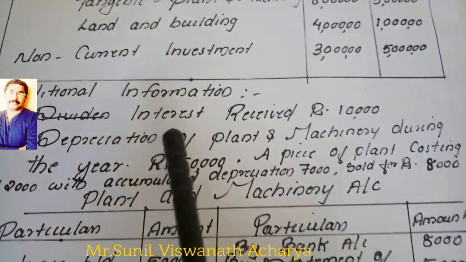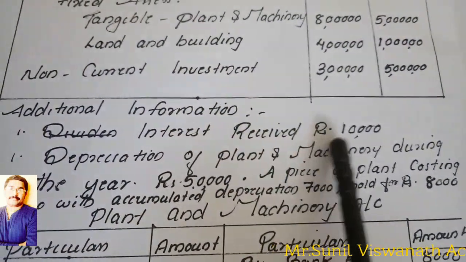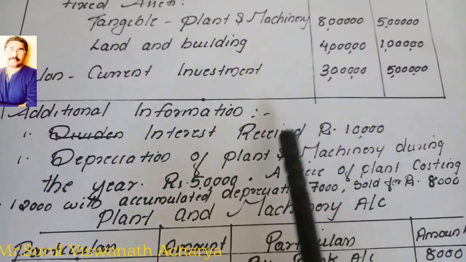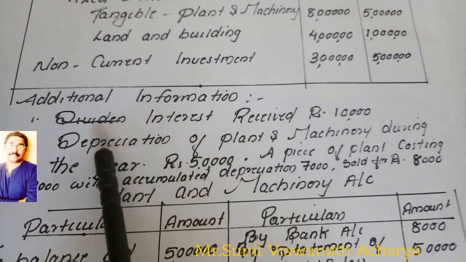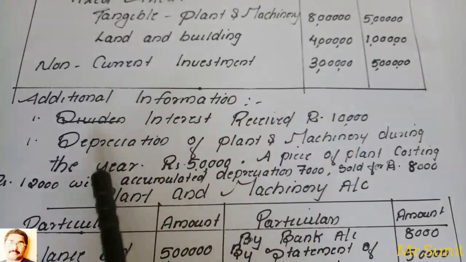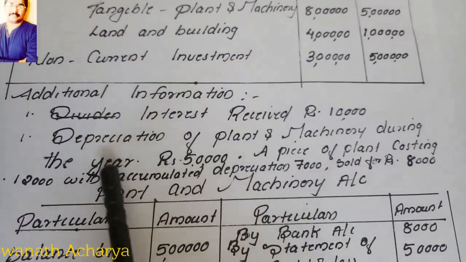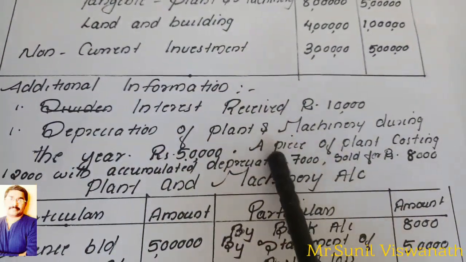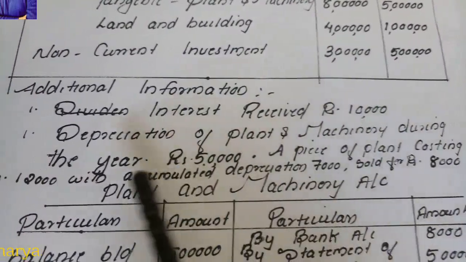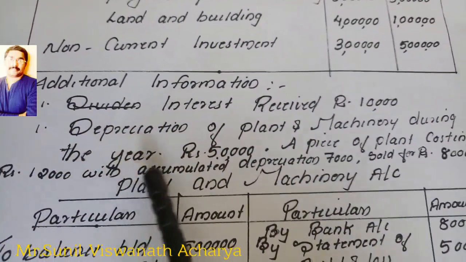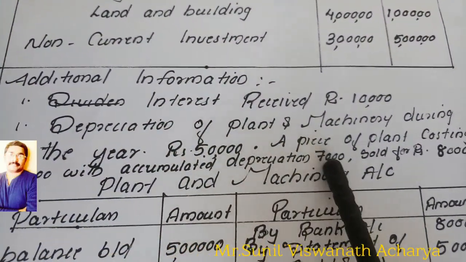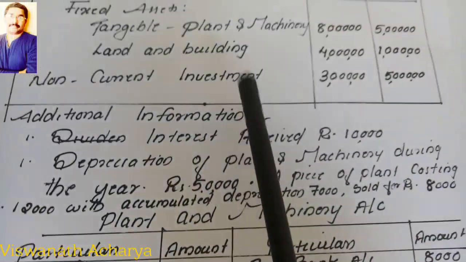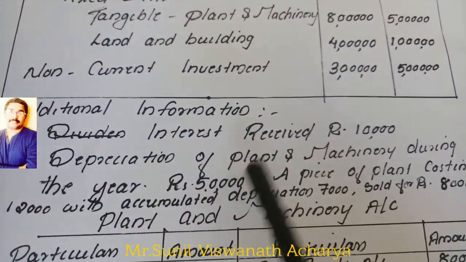Now see the additional information. Interest received is given as 10,000. This interest may be related to the investment. Okay, we received some interest. Then depreciation of plant and machinery during the year: this year plant and machinery has a depreciation of rupees 50,000. And one more piece of information is given: a piece of plant costing rupees 12,000 with accumulated depreciation 7,000 was sold for rupees 8,000.